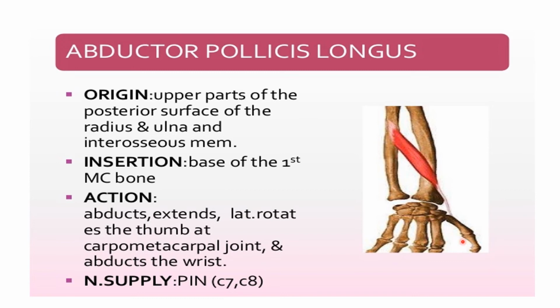So these are the carpal bones and these are the metacarpals. It extends the thumb at the carpometacarpal joint and abducts the wrist. The nerve supply is the posterior interosseous nerve. This muscle, abductor pollicis longus, acts with the abductor pollicis brevis during abduction of the thumb and with the extensor pollicis muscles during extension of this digit.